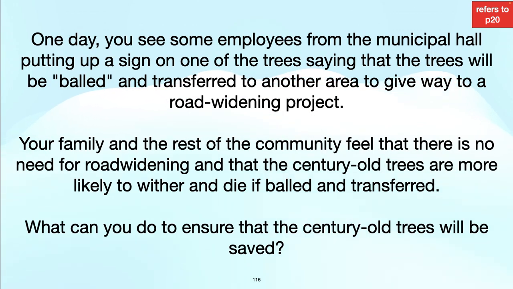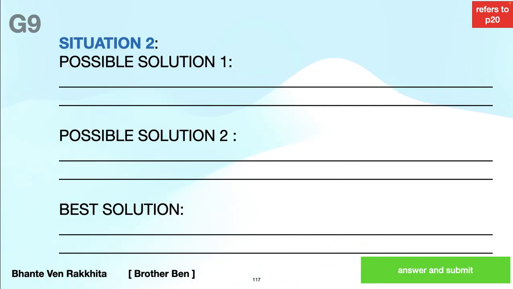One day you see some employees from the municipal hall putting up a sign on one of the trees saying the trees will be balled and transferred to another area to give way to a road widening project. Your family and the rest of the community feel that there is no more need for road widening, and that the century-old trees are more likely to wither and die if balled and transferred. What can you do to ensure that the century-old trees will be saved? Possible solution 1, possible solution 2, and the best solution.